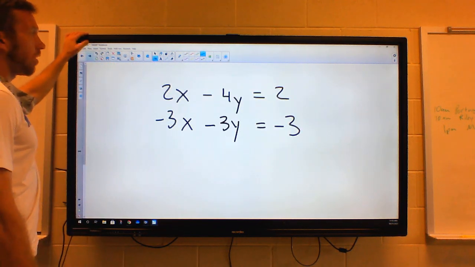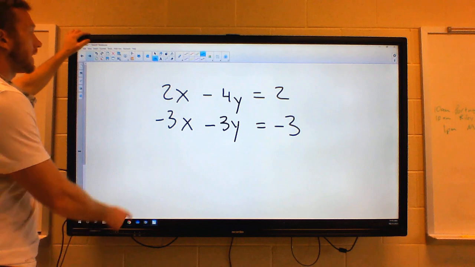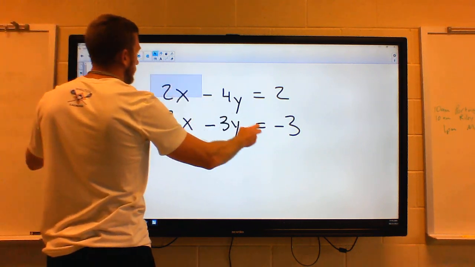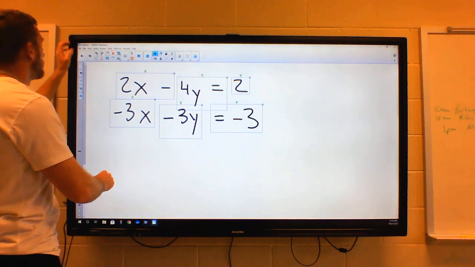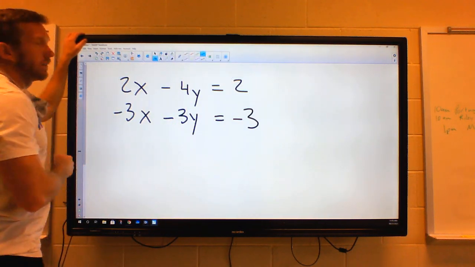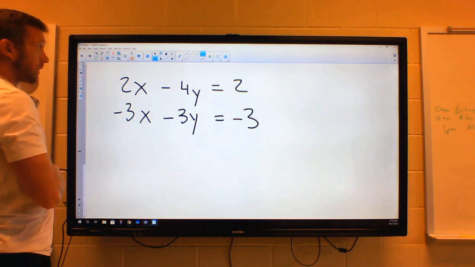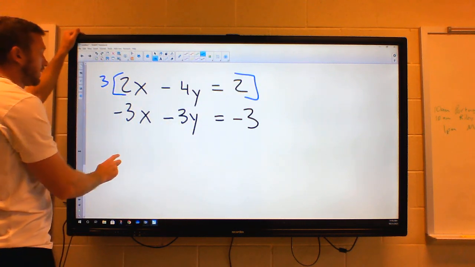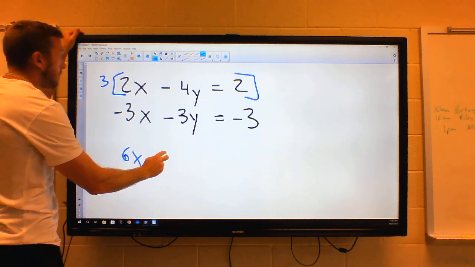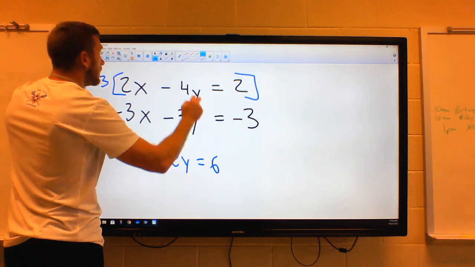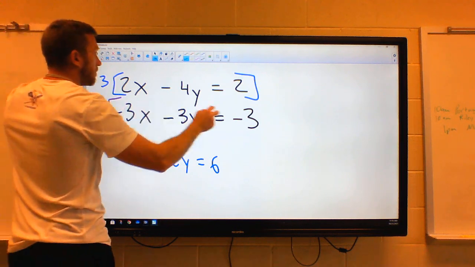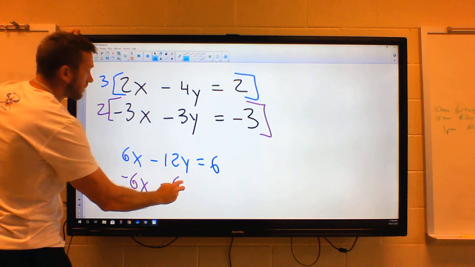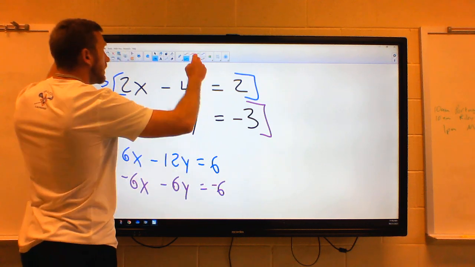I'm going to have you press pause now and try to solve this by eliminating the x. Go to eliminate the x. All right, you probably have unpaused it now because you've solved it. I'm going to multiply the top equation by 3. That becomes 6x minus 12y equals 6. I'm going to multiply the bottom equation by 2. That becomes negative 6x minus 6y equals negative 6.